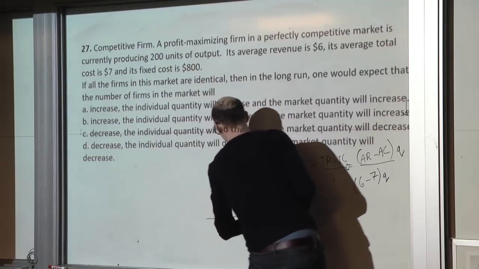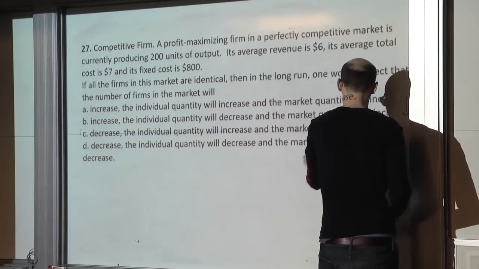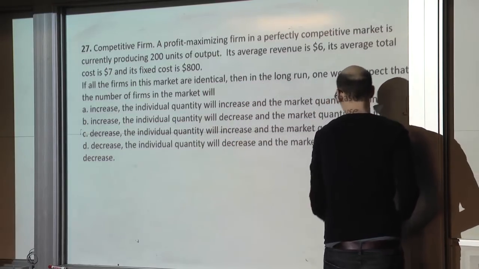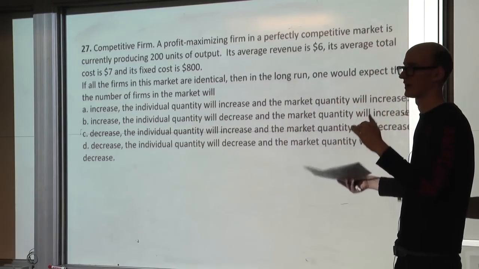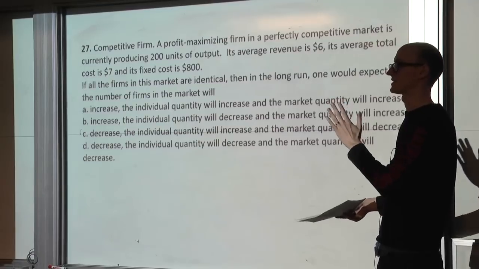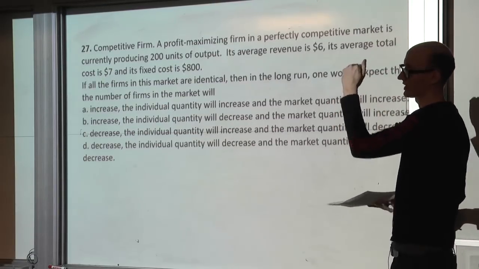So the key is to look for whether they're earning a profit or a loss. When firms are earning a loss, then some firms will exit over the long run, and the individual firms that are still in the market will increase their production because the price will rise.